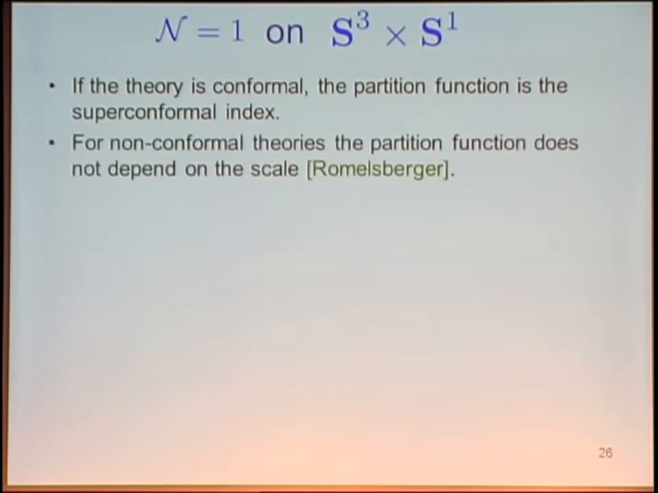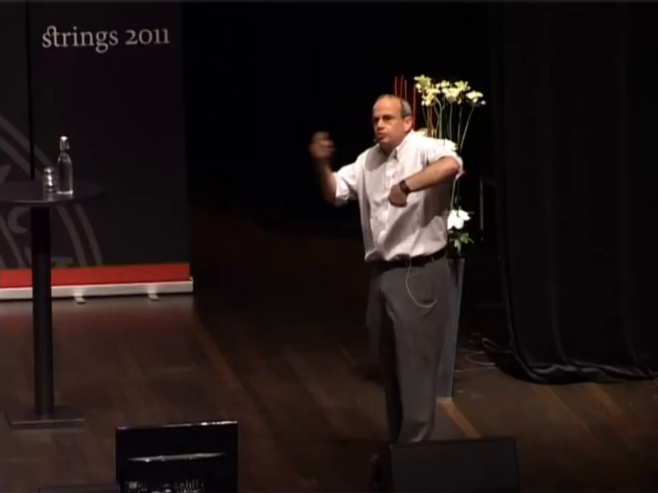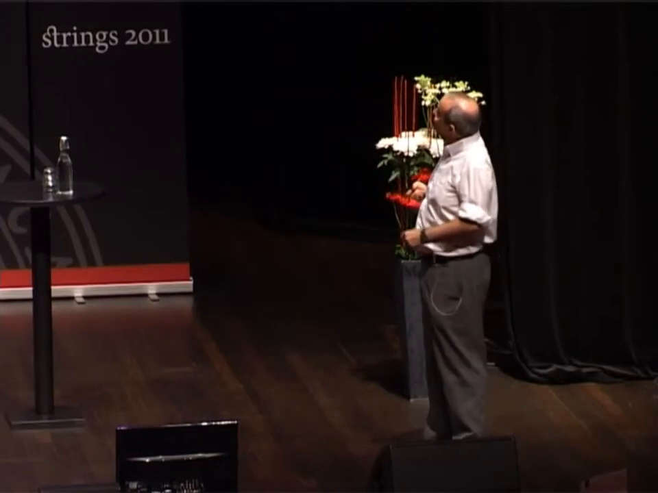But if it's non-conformal, it's also interesting because it does not depend on the scale, and we can use it to compute using the free field expression. So we take the Lagrangian at short distance, where the theory is free. We're basically doing a free field computation on S3 cross S1. And when we do that, we find the answer, and the answer should also be correct in the infrared. All the standard puzzles in computing the Witten index, which are associated with the zero modes, which forced Witten to go to the torus and so forth, are not present here because we work on S3.